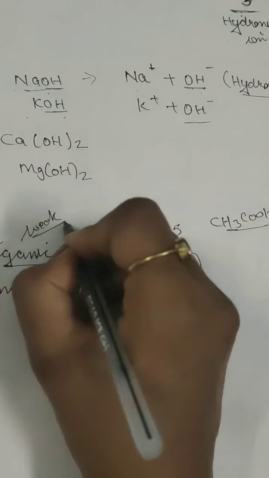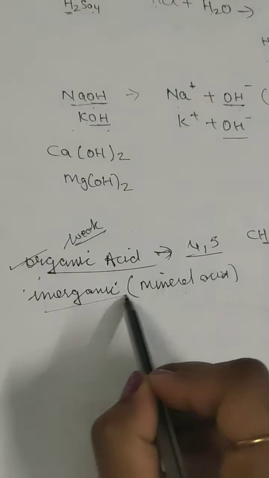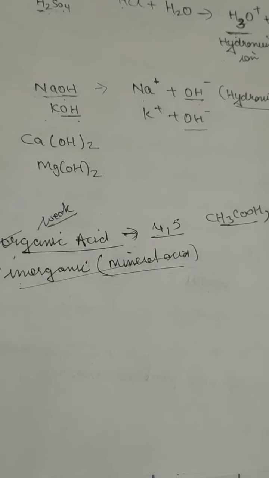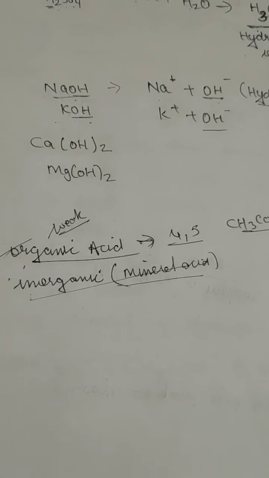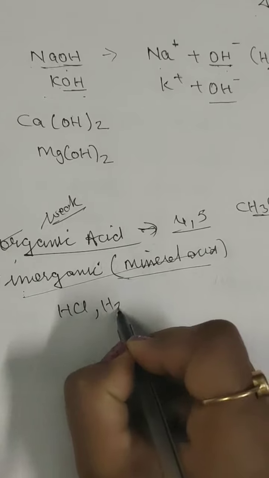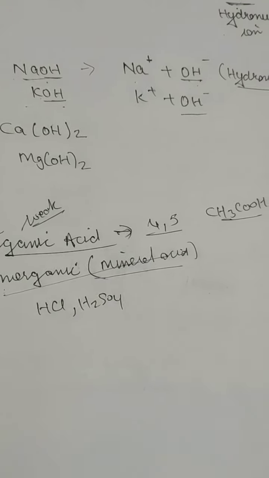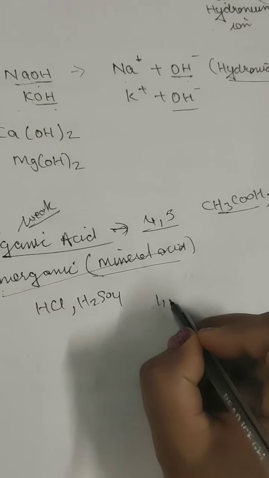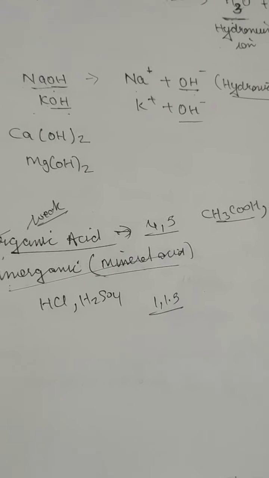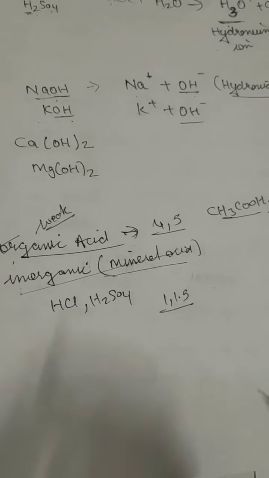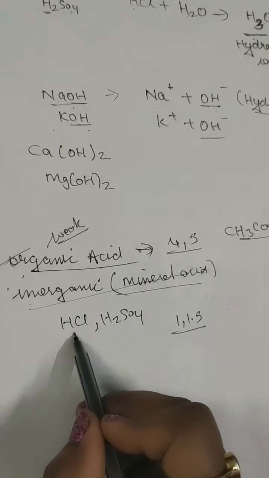But the inorganic acids or mineral acids, which are man-made, which do not occur in nature, which we make in the laboratory, are strong acids like HCl, H2SO4, HNO3, and so on. These are very, very corrosive acids having a pH of 1 or 1.5. So these are the strong acids which we don't consume, whereas we can consume the organic acids.